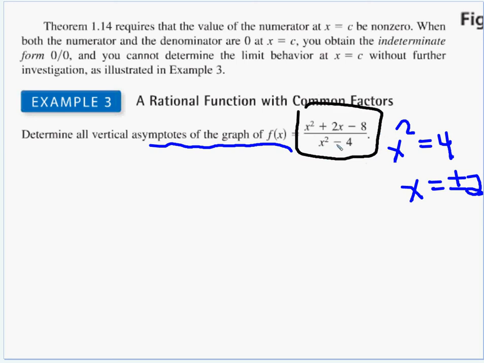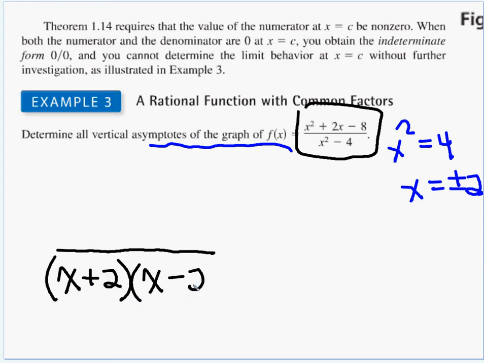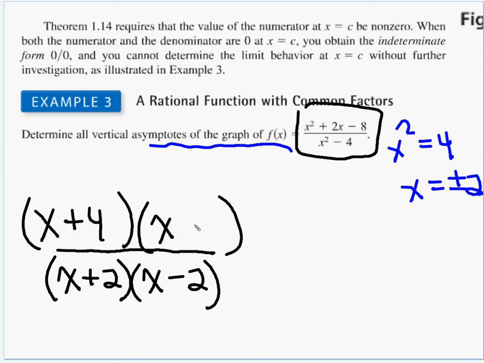I already mentioned we could factor the denominator. So if we factor that into x plus 2 and x minus 2, that might give us clues to help us factor the numerator. And if we break that down, the factors multiply to negative 8 and add up to 2. That's positive 4 and negative 2. That gives us 2 in the middle and negative 8 at the end.